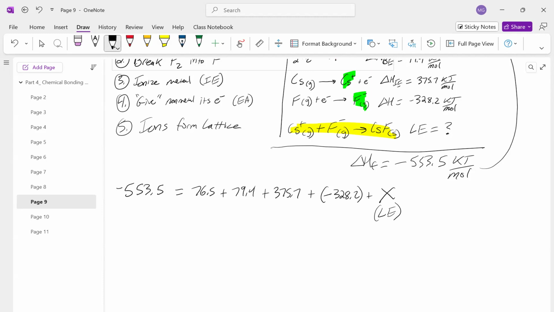So throw that all into a calculator, and that comes out to negative 756.9 kilojoules per mole. That is our lattice energy for cesium fluoride.